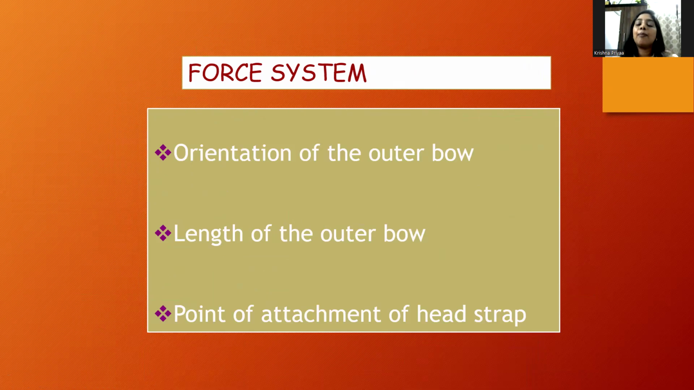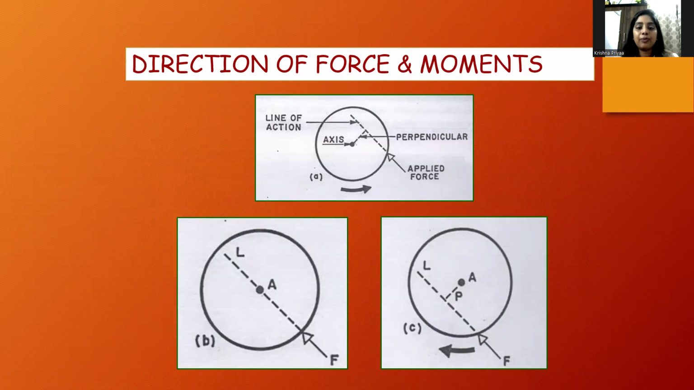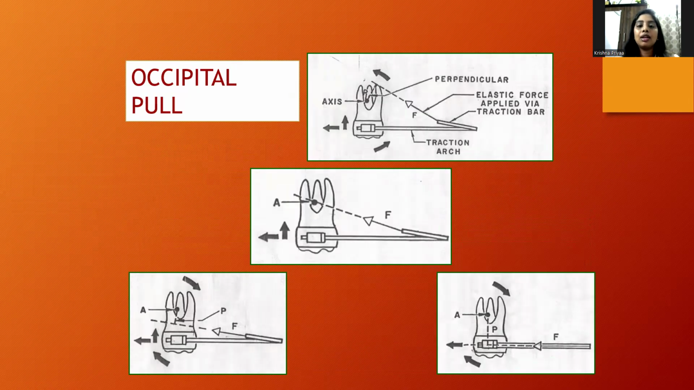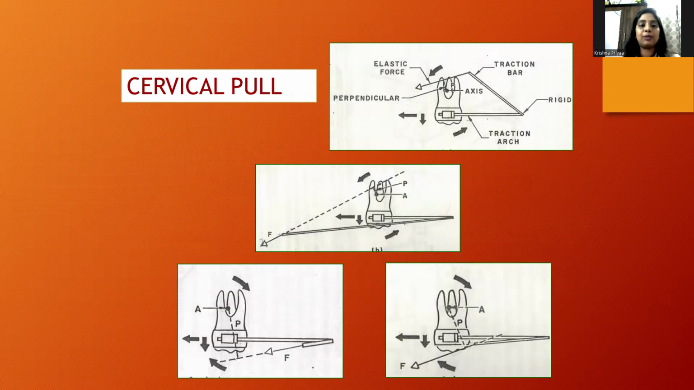Coming to the force system, based on the orientation of the jaw, the length of the outer bar, and the point of attachment, we can actually find out how much force is to be given. And the direction of the force and the moment can be calculated by the application of force more close to the center of resistance. So in occipital pull headgear, it is going to be something like this, because this is the molar and we are utilizing an extraoral anchorage here, and we are also using elastics to make the tooth come forward and upward or inward, right? So based on the amount of force, we are making it possible.